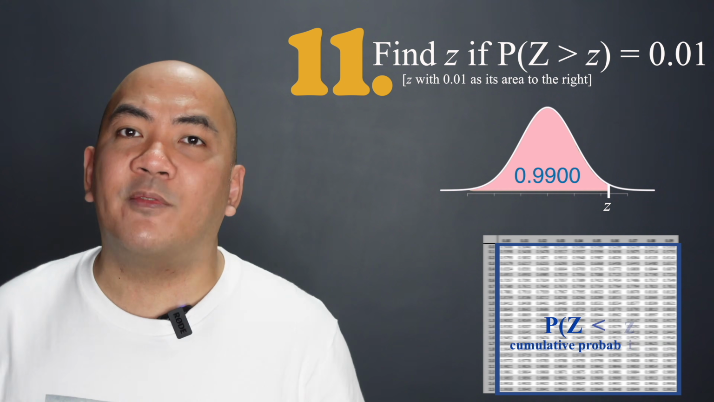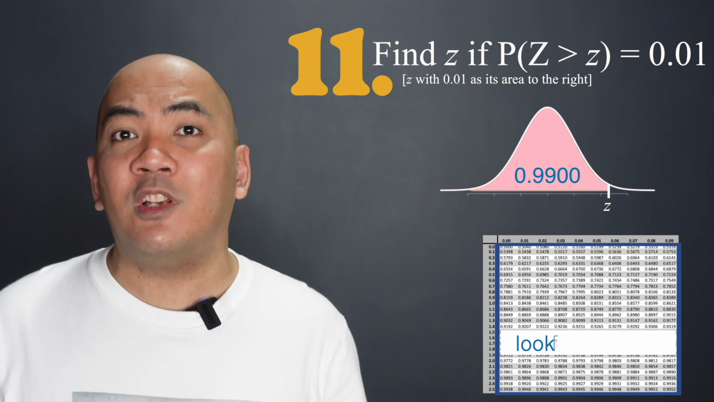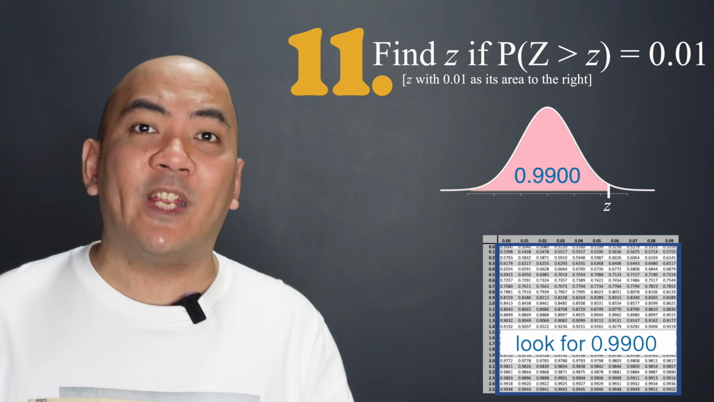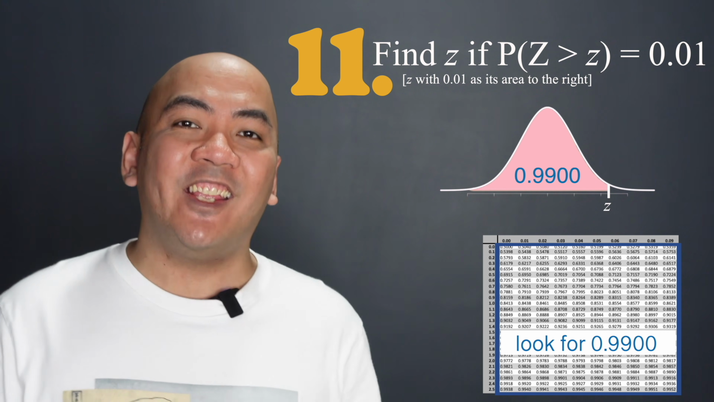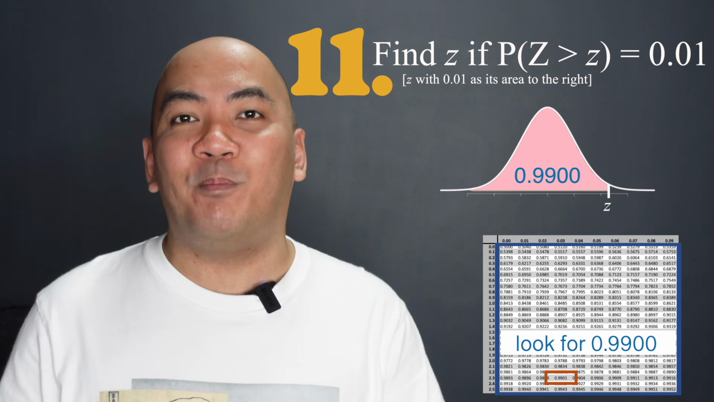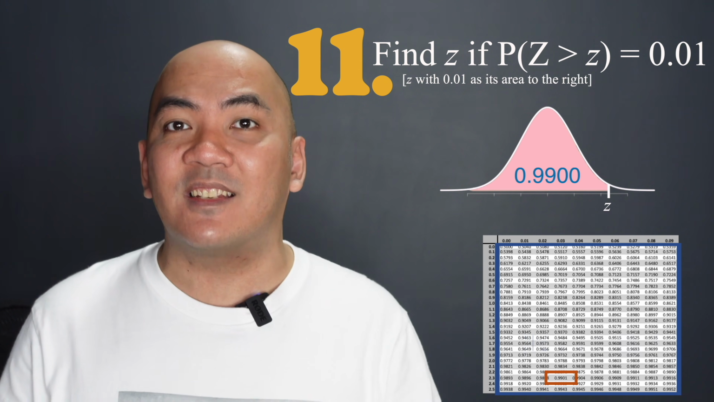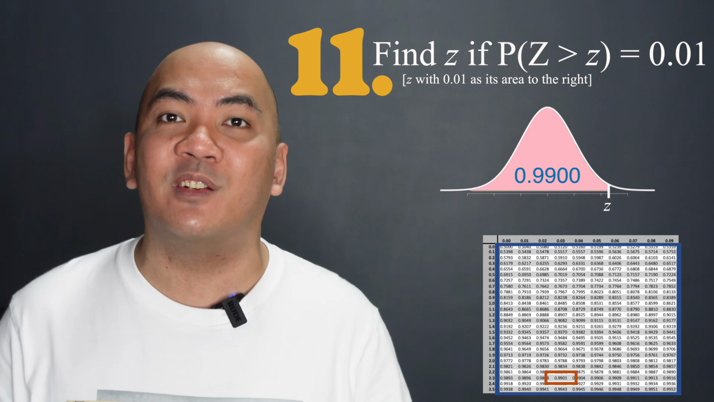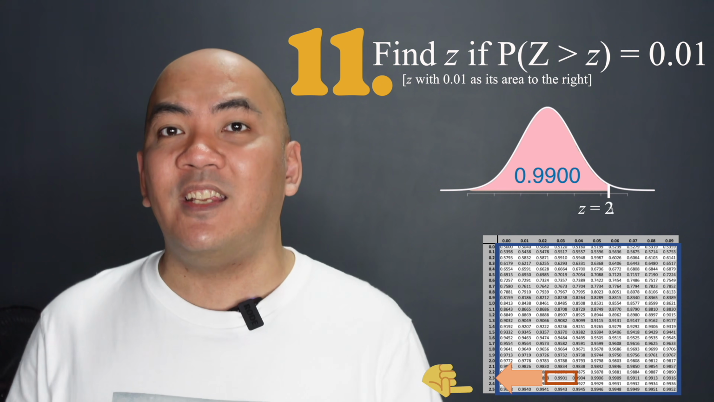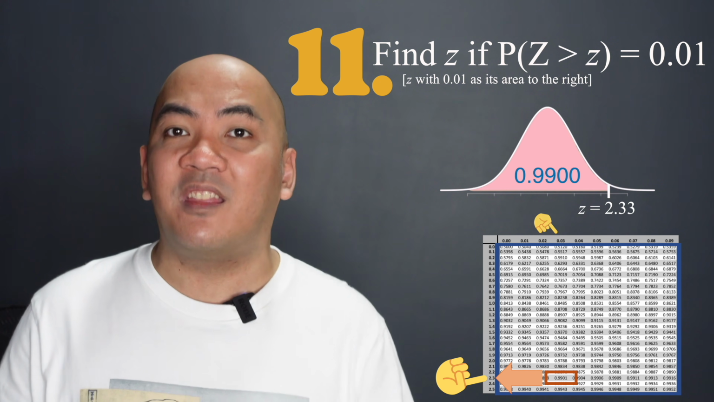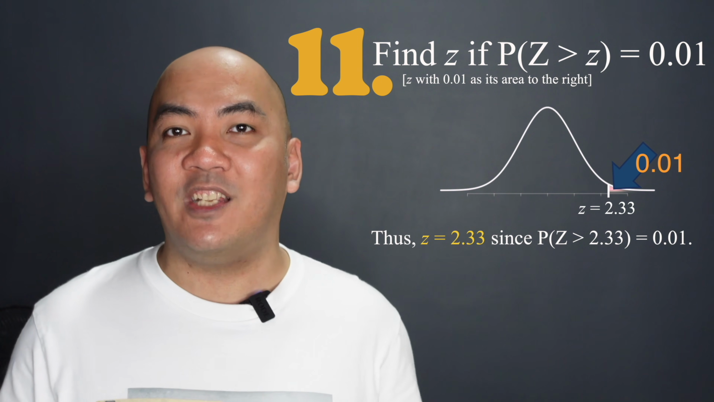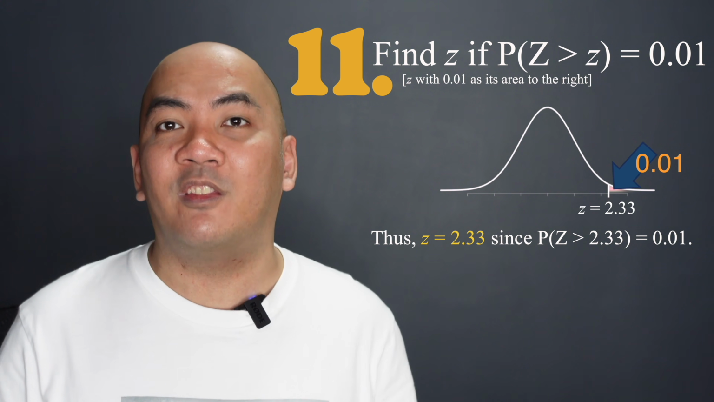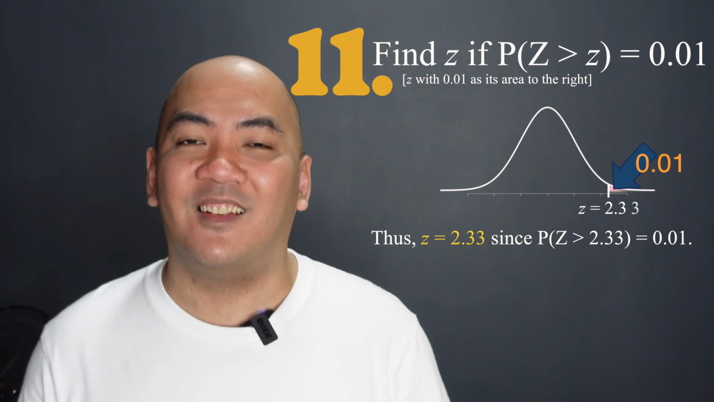So the one that we have to find on the table is the cumulative probability, which is 0.99 or 0.9900. Taking a look at the table, we may make use of 0.9901, since that is the closest value to 0.9900, and that is when z is positive 2.33. Thus, we may say that the probability of z to be greater than positive 2.33 is 0.01.